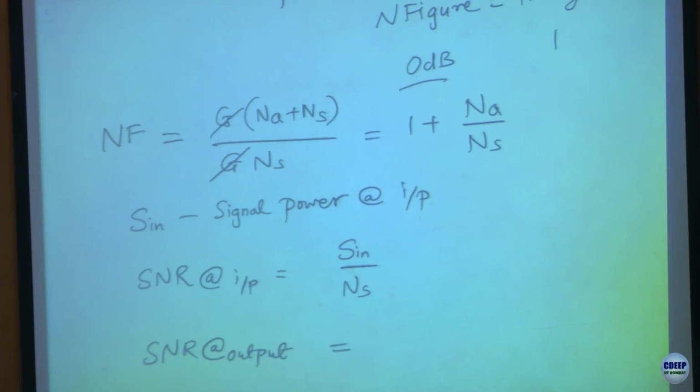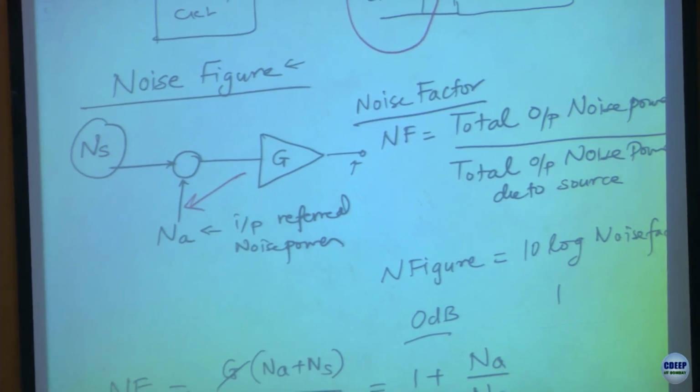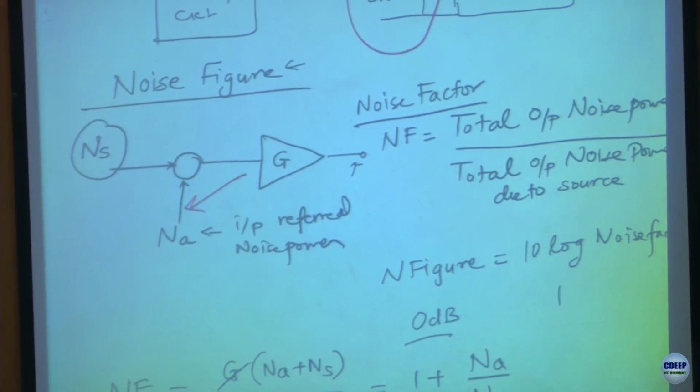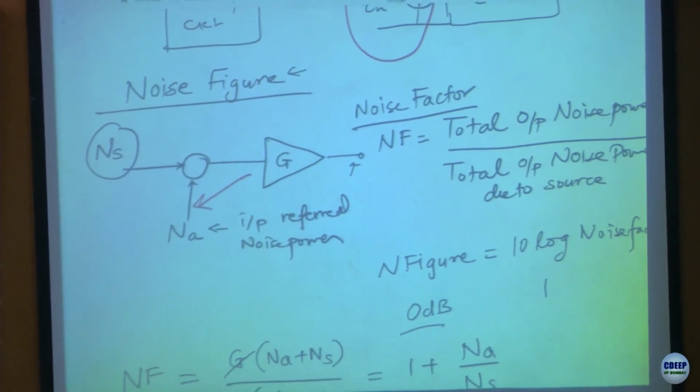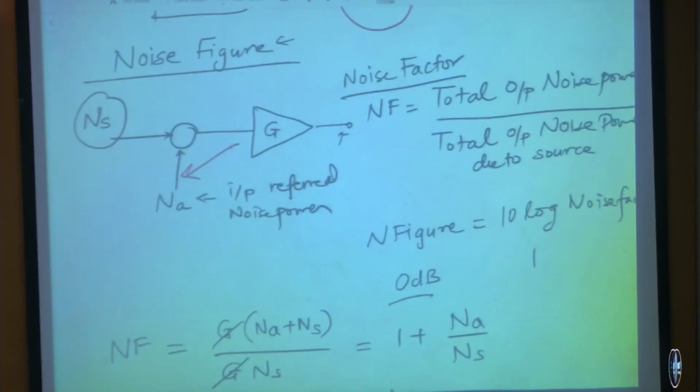What is the value of the signal going to be? What would be the value of the signal over here? No, no, signal. I am putting in SN. What should you see at the output? G times SN, right? So that we need to do. This is G times SN. And what is the noise power at the output? G times NS plus NA.